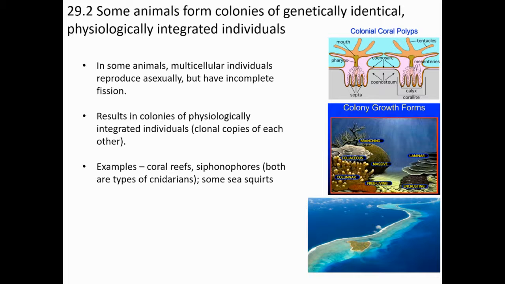Let me get my laser pointer. Here we go. So here, they retain these little connections between those individuals, so that effectively there's some sort of communication between them. They can share resources and things like that. These individuals can become colonial and build up massive colonies of coral heads, forming ultimately an entire coral reef made up of all these colonial organisms. Examples of colonial organisms are coral reefs, siphonophores, which are both types of cnidarians, the group that jellyfish are in, and some sea squirts, which are deuterostomes that we'll talk about in a couple of lectures' time.